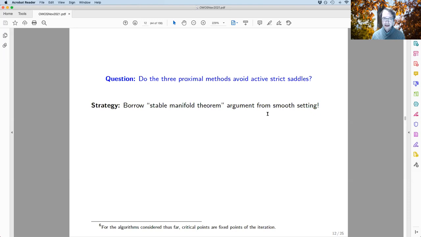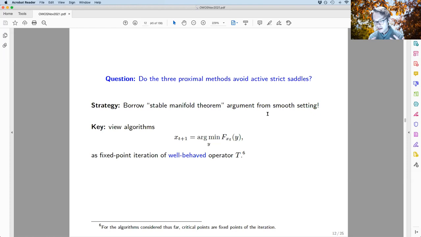And this is based on what's called the stable manifold theorem in dynamical systems, a very classical theorem that you'll learn if you take those types of courses. And the key for applying this theorem is to view the iterative algorithms that we've constructed so far as a fixed point iteration of some well-behaved operator T. And so, of course, we're just applying the same operation again and again. And so you should expect, in order for the strategy to make sense, that the minimizers of the function are fixed points and the saddle points are fixed points. And it turns out for all the problems that we consider, they are actually fixed points of this operation.